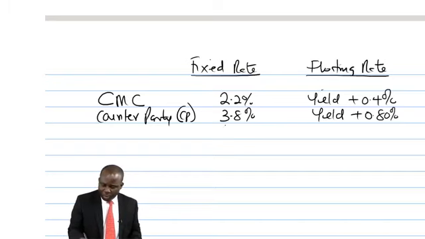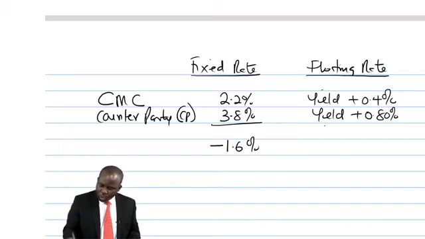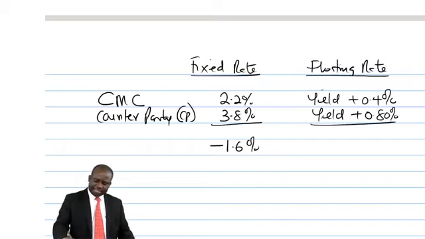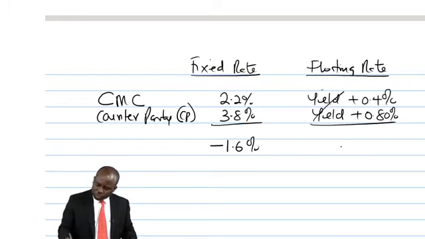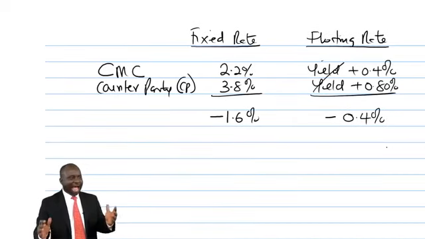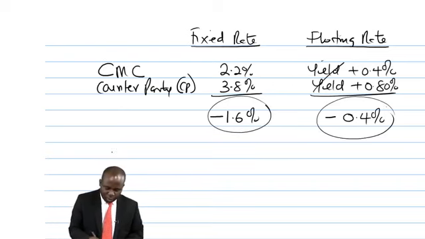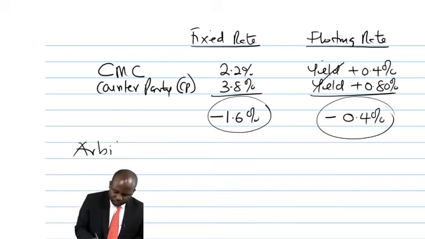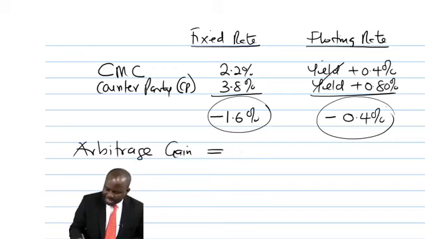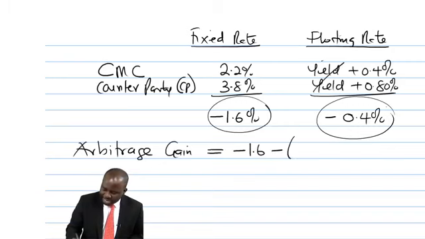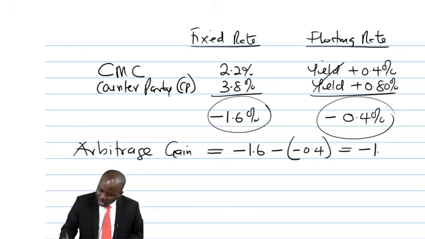Okay, what is the difference here? This is minus 1.6%. What is the difference here? This minus that, the yield will cancel. So this will also give me minus 0.4%. Okay, the arbitrage gain is the difference between this and that. So my arbitrage gain is calculated as minus 1.6 minus minus 0.4, and that will give me minus 1.2.